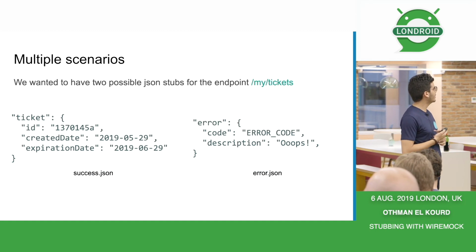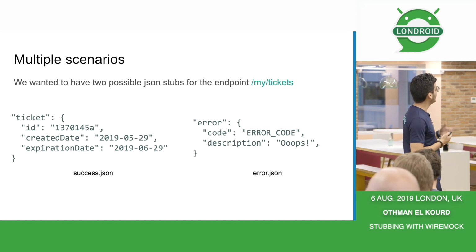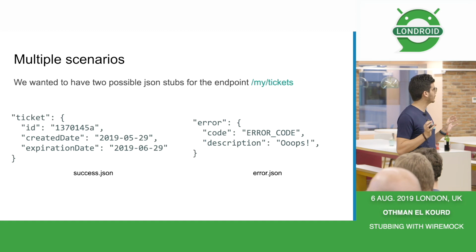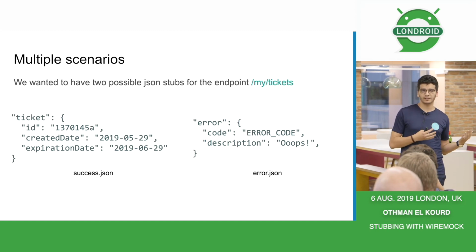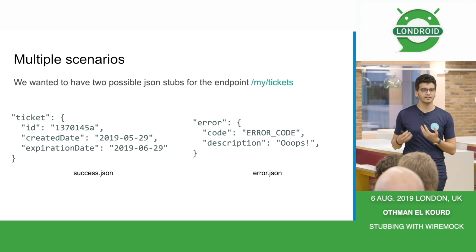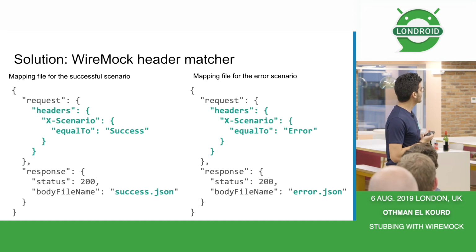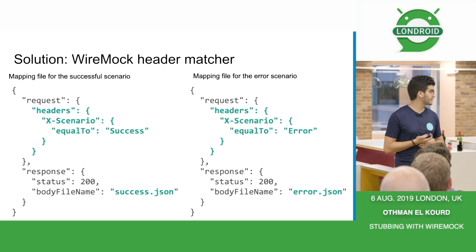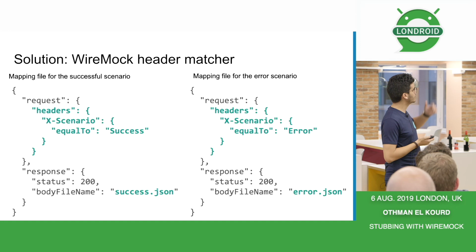Another issue is how to simulate multiple scenarios. So, for example, here we wanted to have 2 possible scenarios for the same URL, my tickets. The first scenario, we wanted to simulate a successful response, and the second one, we wanted to simulate an error response, but for the same URL. So to fix this, we used WireMock header matchers, and we changed our mapping file to be able to have 2 possible scenarios.